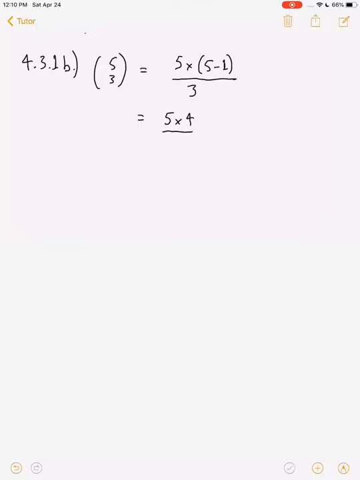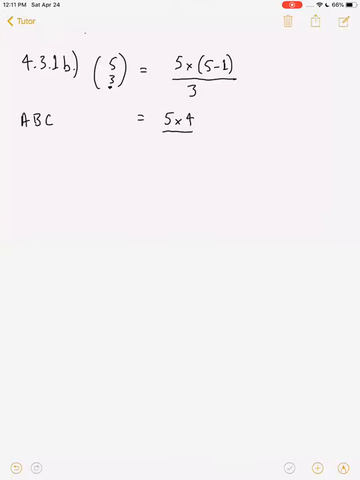Right? Because we're choosing 3, right? We're choosing 3 people, but how many different ways can we arrange those 3 people? If I have the letters A, B, C, how many different ways can I arrange these 3 letters? Oh, 6. 6. And so how do you get 6?